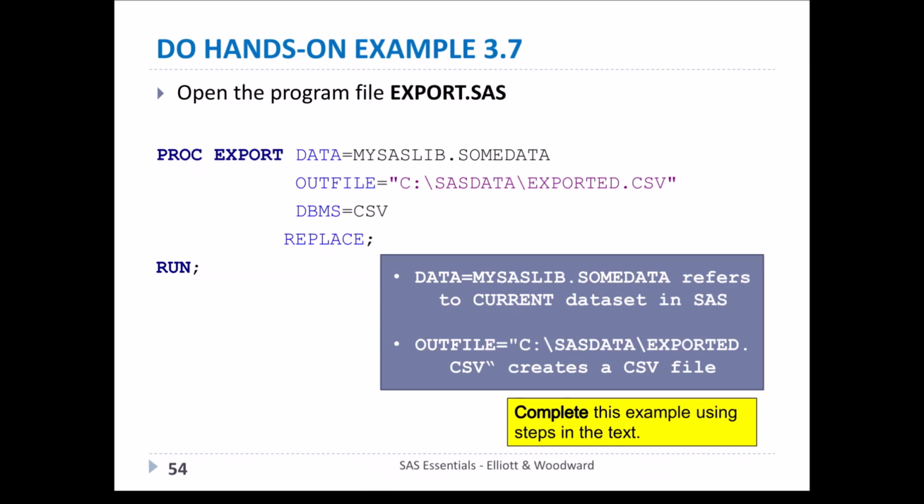We're reading in a SAS data file that already exists, and we're outputting it to a CSV file, which we could then read in Excel or something. We indicate the DBMS, and we don't have to say that the names are on the first line or anything like that. It's going to take care of that itself. And then again, replace, if it's already there, it's going to replace it.